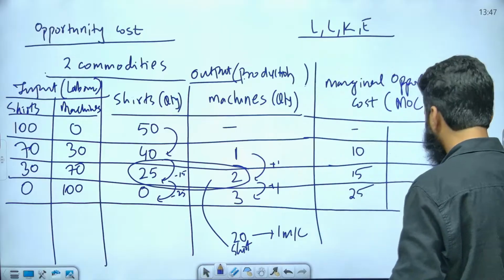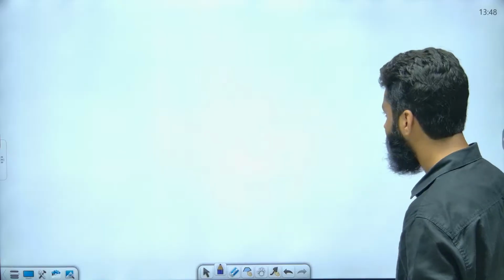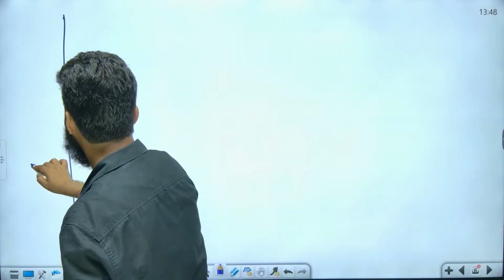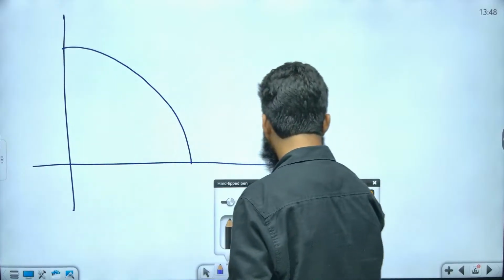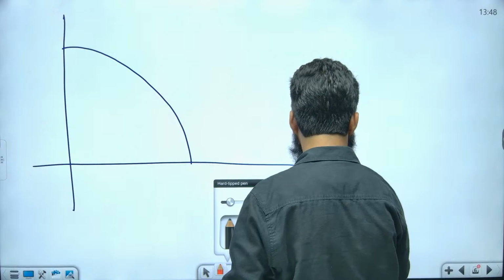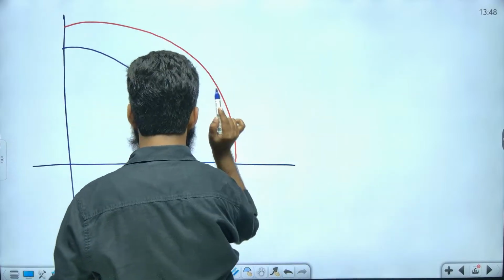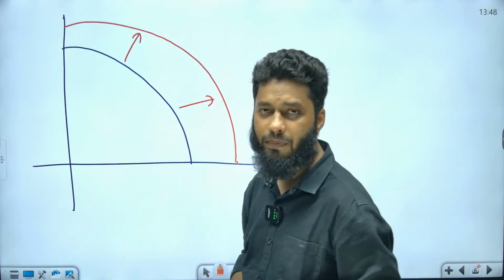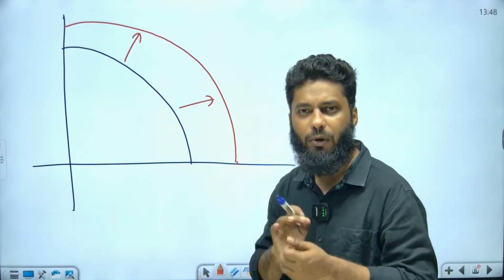So if technology improves, or the number of other inputs increases, what may happen? Suppose your PPC is like this. If you are increasing the number of other factors, then your PPC may shift to this point, right? Why? Because you have increased the number of inputs, you have improved upon technologies.